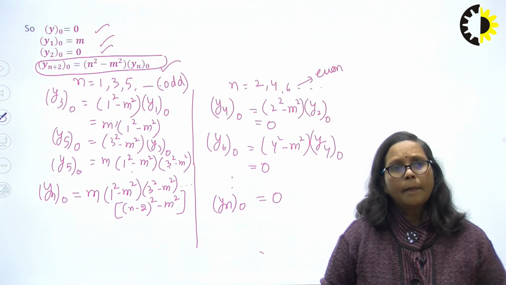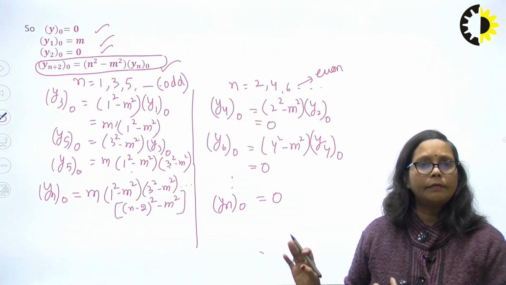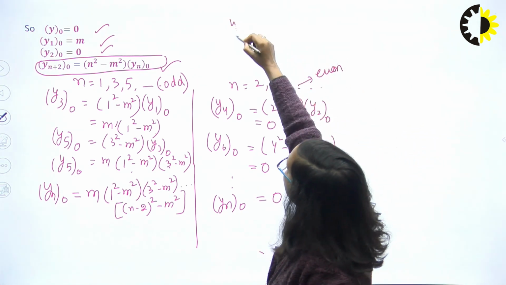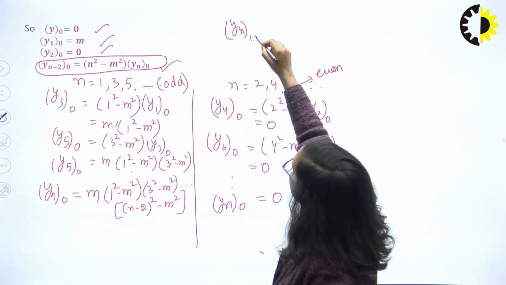In the last step, we combine all these values and finally write down the value of yn at x equal to 0.